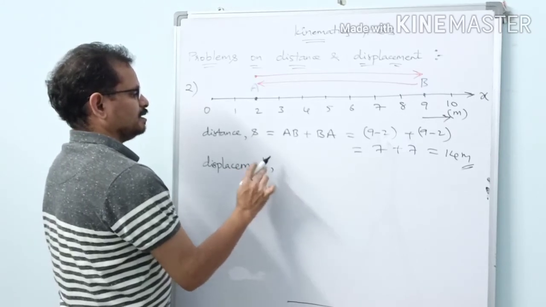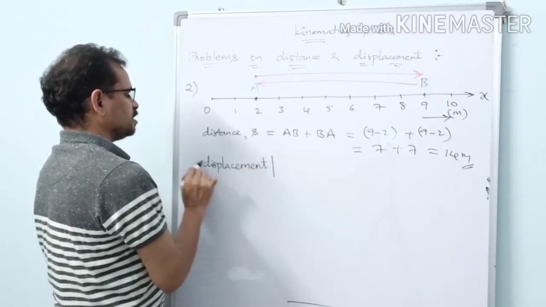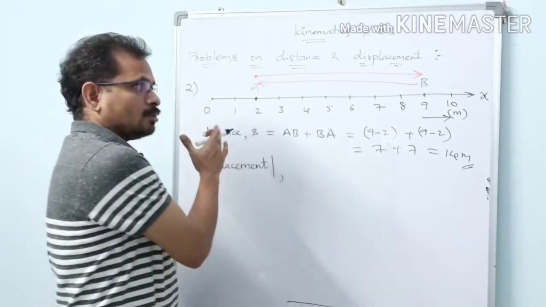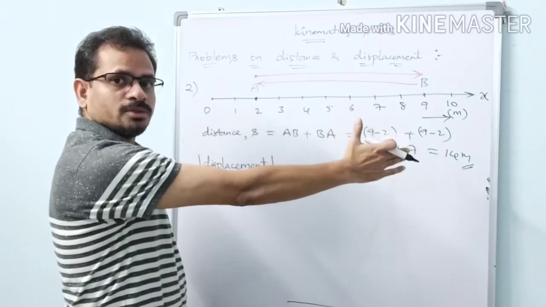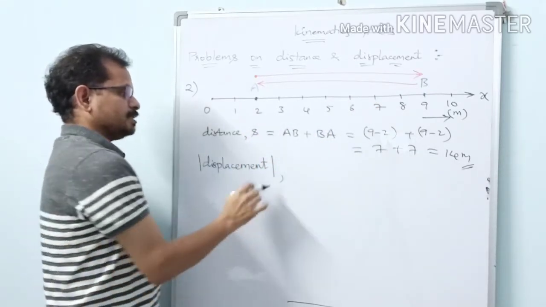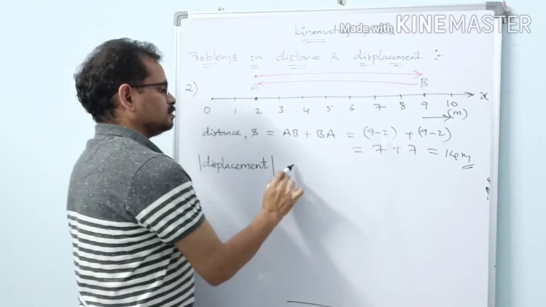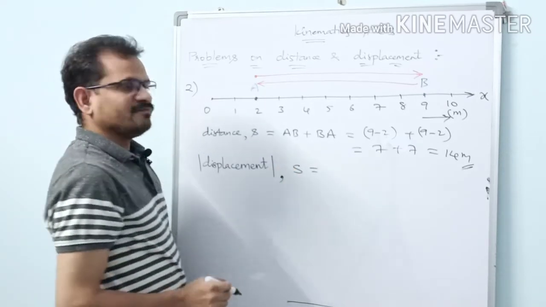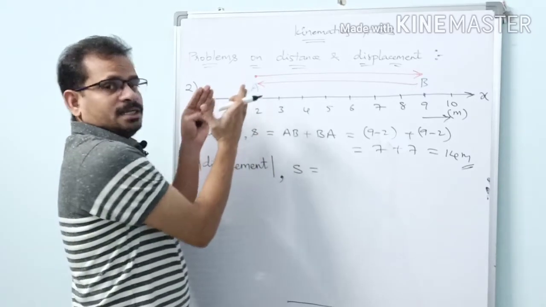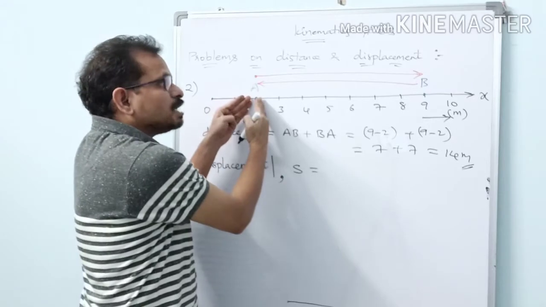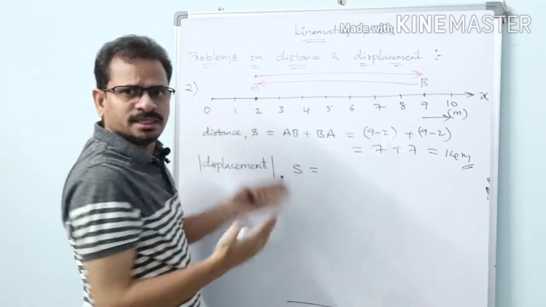Displacement, modulus of displacement, because displacement has direction also. If the body is moving rightwards, it is positive displacement. If the body is moving leftwards, it is negative displacement. Let us suppose. What is the displacement here? By definition, it is the length of the straight line joining the initial point to the final point. That is the definition of displacement.